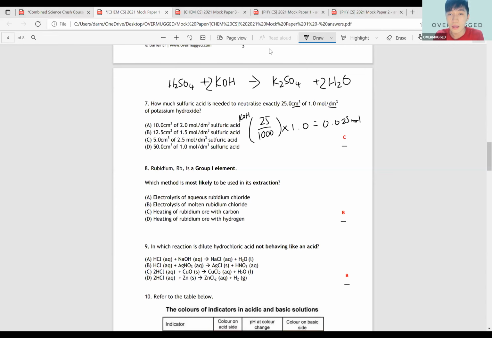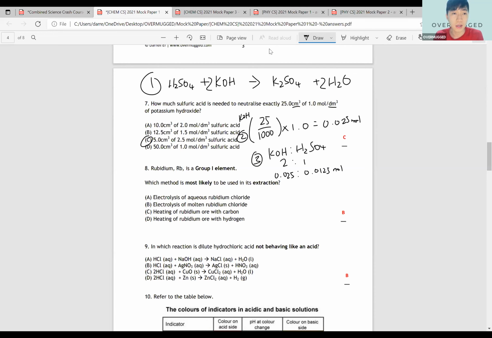Now if KOH is 0.025, how much of H2SO4 do I need? When you compare the mole ratio between KOH and H2SO4, the mole ratio is 2:1. So if this is 0.025, that means this one should be half of that, which is 0.0125 mole. Then all you need to do is take the volume times concentration to check which one gives you 0.0125, and the answer should be C. So this is how question 7 should be done. Balance the equation, calculate moles, compare the mole ratio, and then you find the answer.